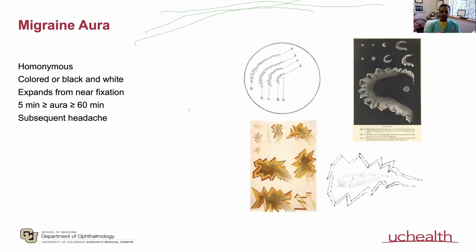What is characteristic of migraine aura? It is usually homonymous, although it can fill the whole visual field. Colored or black and white, it expands usually from near fixation, so as shown here, it starts in the center and then spreads out in a very characteristic pattern at a very characteristic speed because of cortical spreading depression. It usually lasts at least 5 minutes. If it's less than 5 minutes, it's uncharacteristic of migraine aura, and it should not last more than 60 minutes. If it lasts beyond that, that again makes me worried that this is something else. And not all patients, of course, develop subsequent headache.